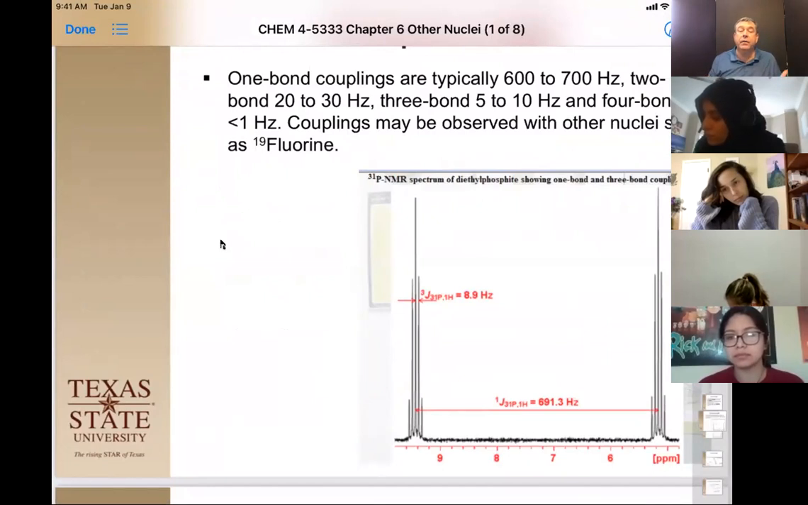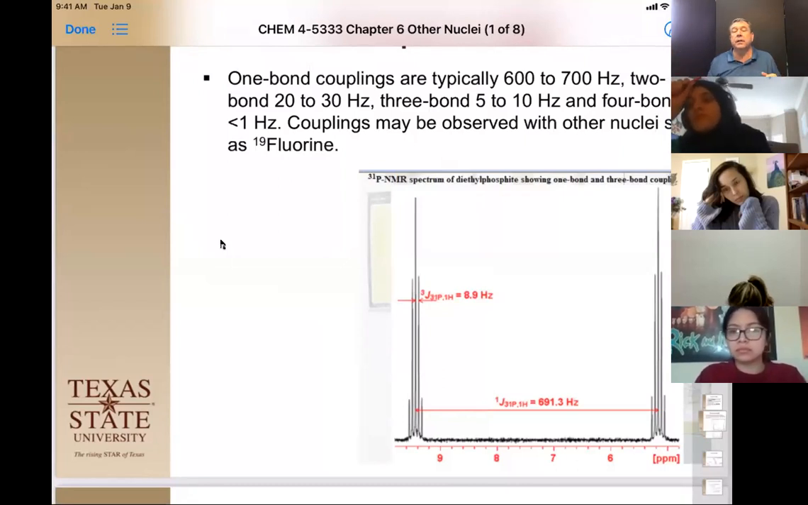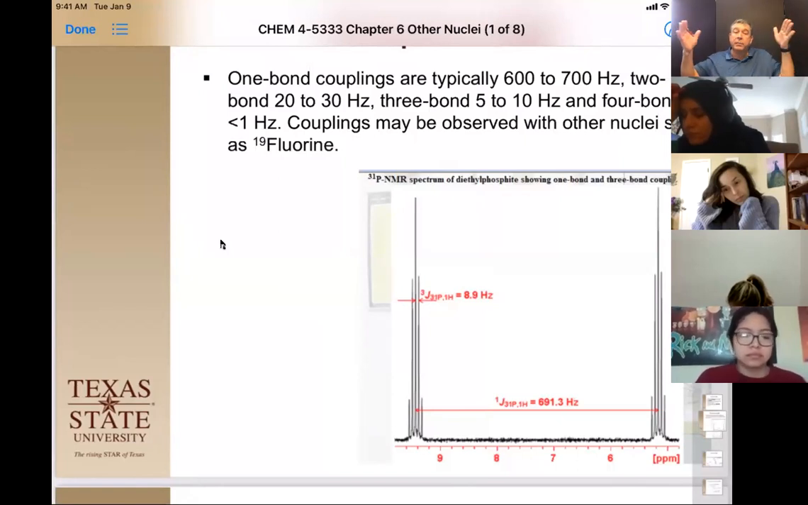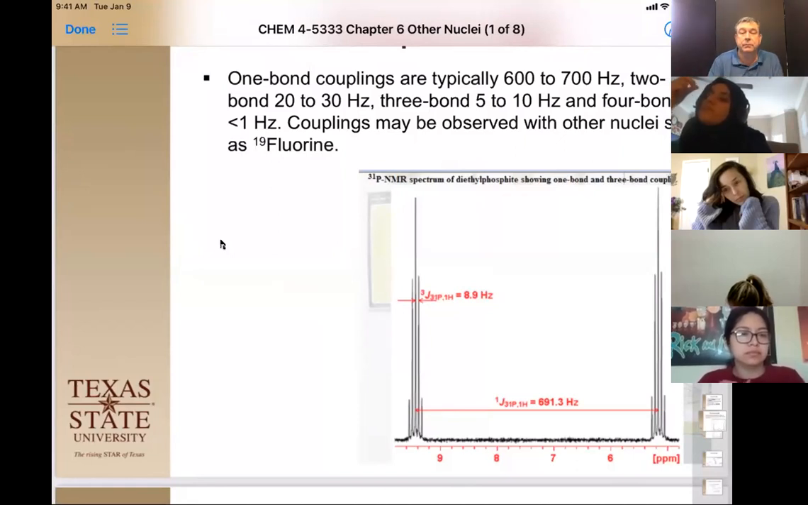And we also have one bond, two bond, and three bond couplings with hydrogen. Because of the amount of hydrogen in there, it just happens to be very, very good. One bond couplings are really huge, so 600 to 700 hertz. Two bond couplings are a little bit smaller. And by the time we get to three bonds or four bonds, it gets really diminished, okay? It's similar to fluorine in the fact that we have this really big one bond coupling and then it kind of tapers off after that, okay?